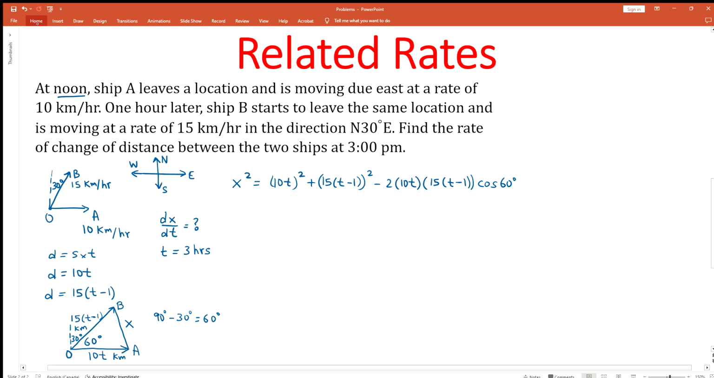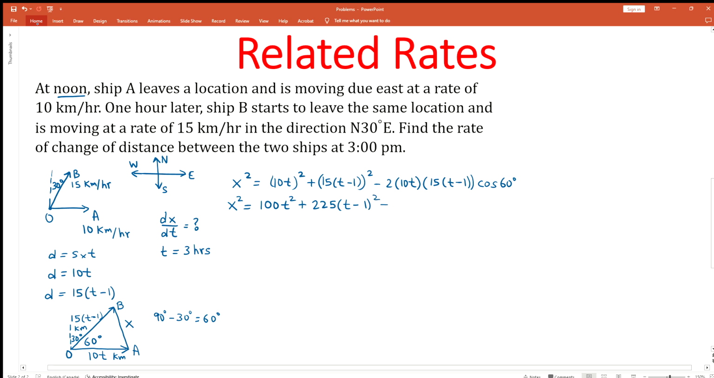This is the equation as per cosine law. Now we can simplify this equation. Square of 10t is 100t squared. Square of 15 is 225. And we can square t minus 1 as well.